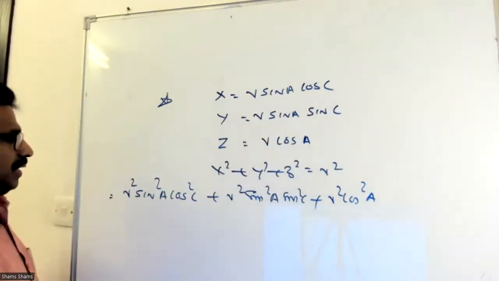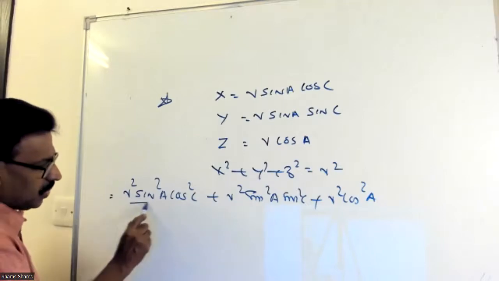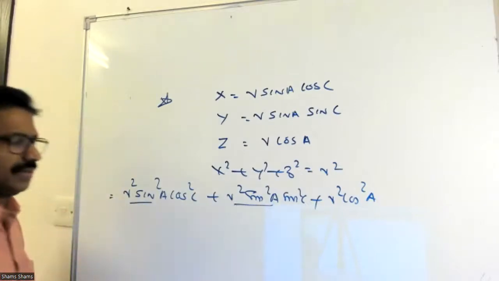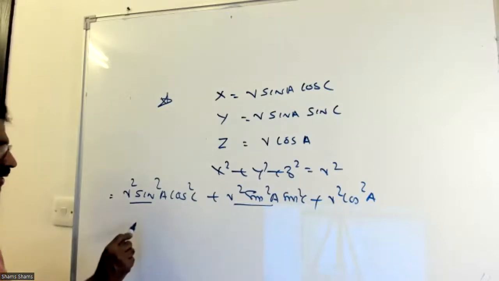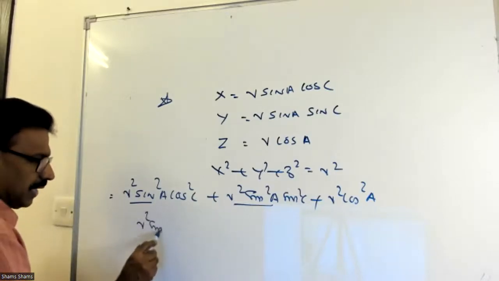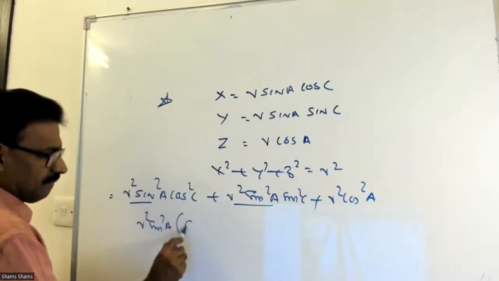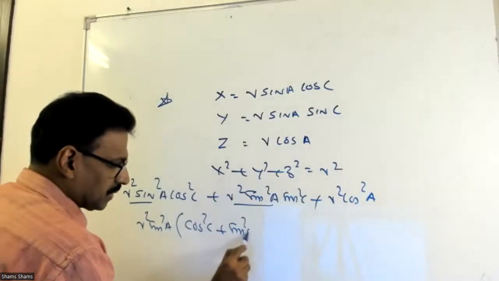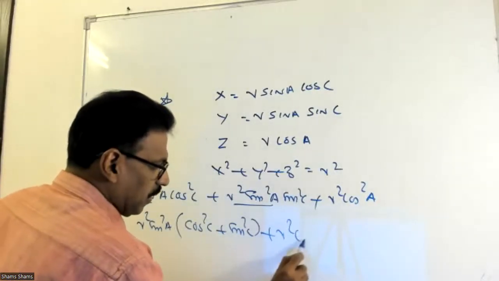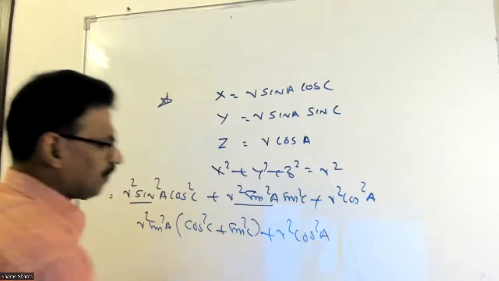Now see, look at here. This is common here, right? R square sine square A, I took outside: R square sine square A outside, cos square C plus sine square C, plus R square cos square A.